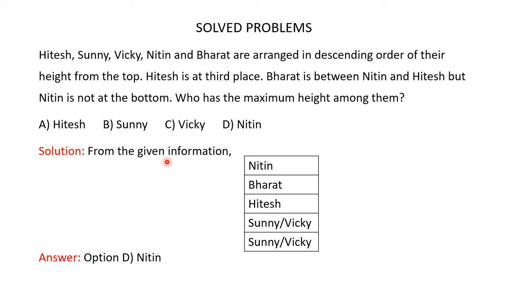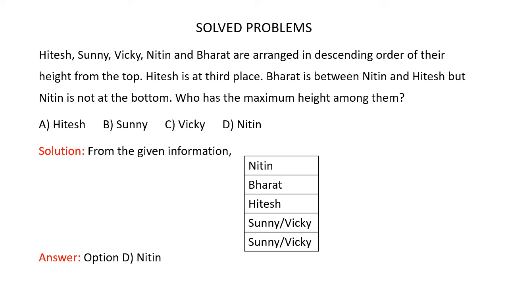Now from the given information we know that Hitesh is at the third place. Bharat is between Nitin and Hitesh but Nitin is not at the bottom. So Nitin is at the top, and Bharat is between Nitin and Hitesh. So Nitin, Bharat and Hitesh's positions are clear now.